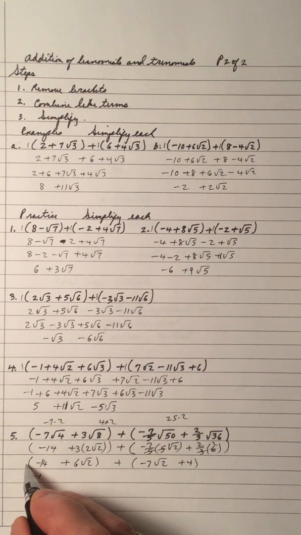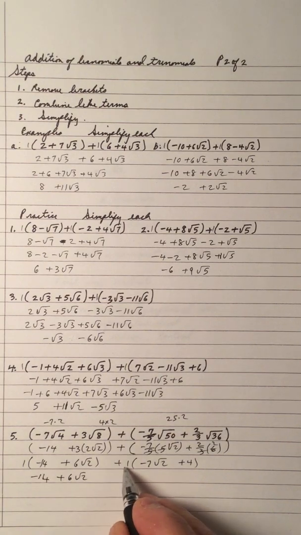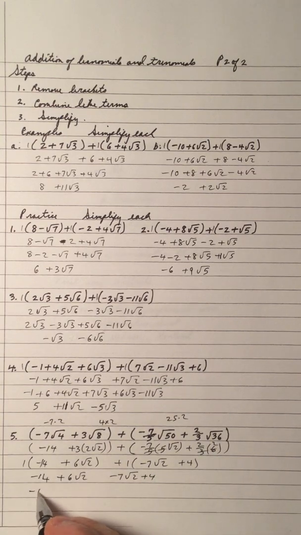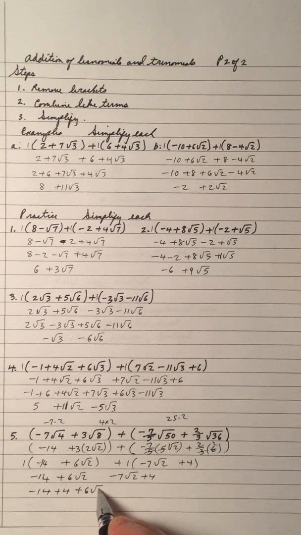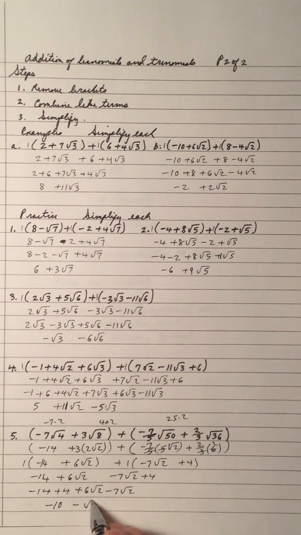And again, we put a 1 there and a 1 there. We get a negative 14 plus 6 root 2, and negative 7 root 2 plus 4. Group like terms: negative 14 plus 4, and 6 root 2 subtract 7 root 2. Negative 14 plus 4 is negative 10. 6 subtract 7 is a negative 1, so it's a negative root 2. The 1 is right there, understood.